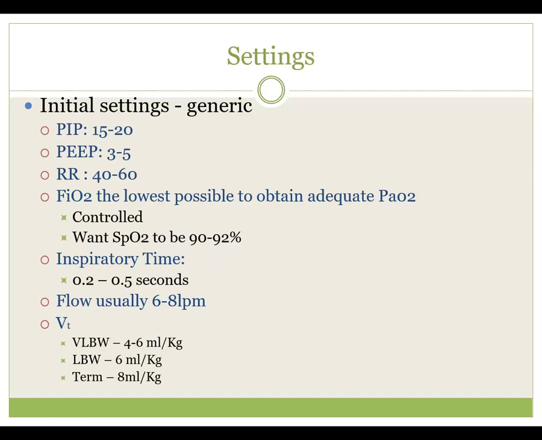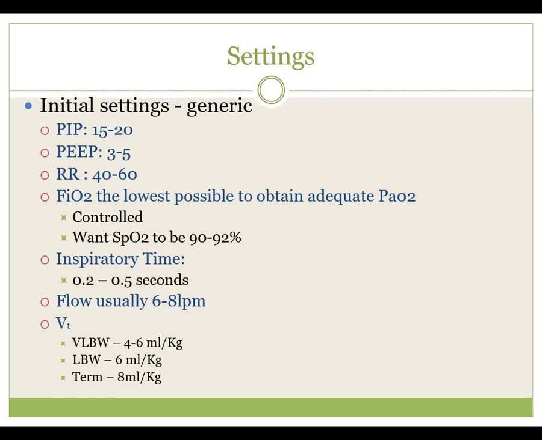We start our inspiratory times at 0.2 to 0.5 seconds. It seems really short, but we want about a 1 to 2 I:E ratio with our babies. Higher rates mean a lower I time to maintain the correct I:E.